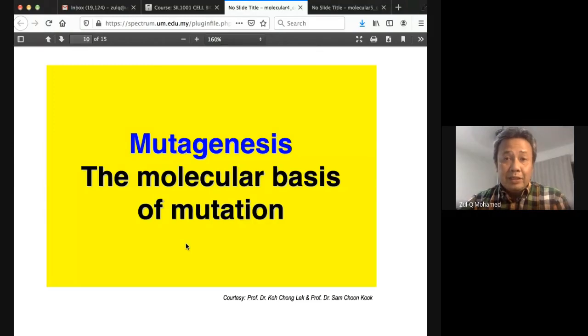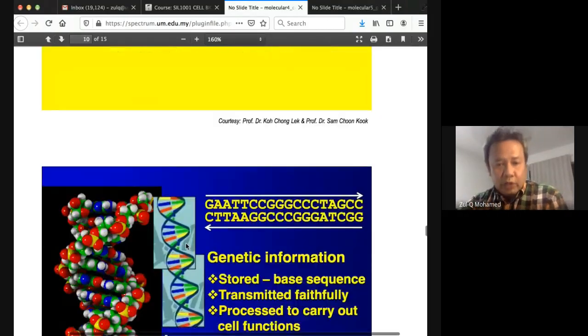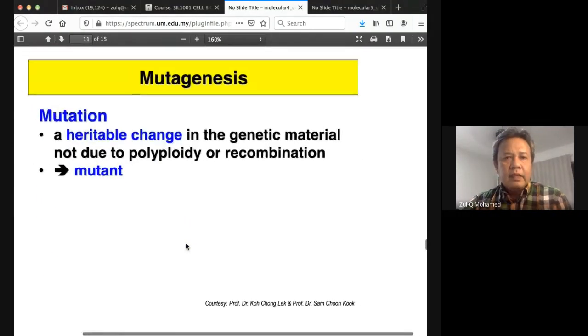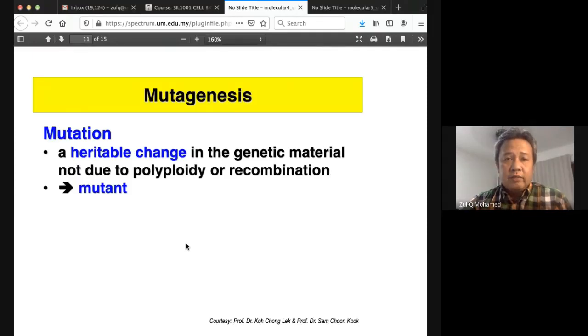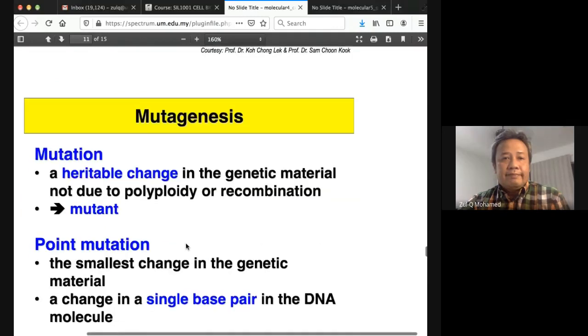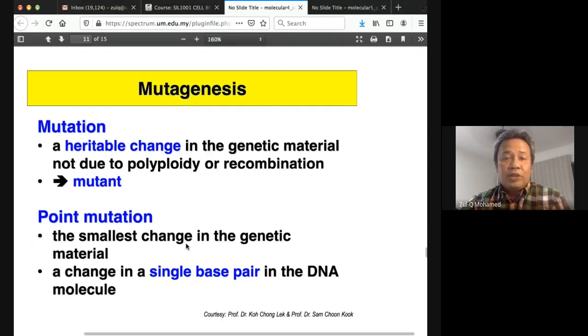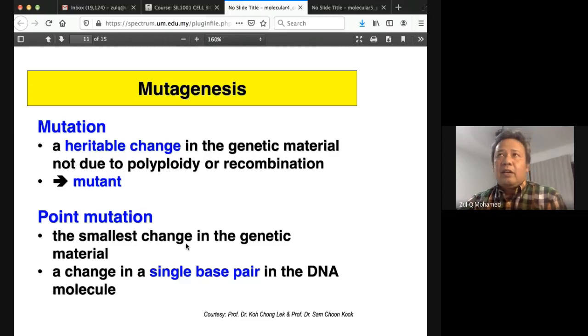Moving on to mutagenesis or the molecular basis of mutation. Mutation is a heritable change, right? It gives you a mutant. If you like to watch the X-Men, those are mutants, but those are good mutants. But in our case, when we study mutants, mutations always cause diseases. Mutation is always seen as something that's negative, right? So mutation is a heritable change.